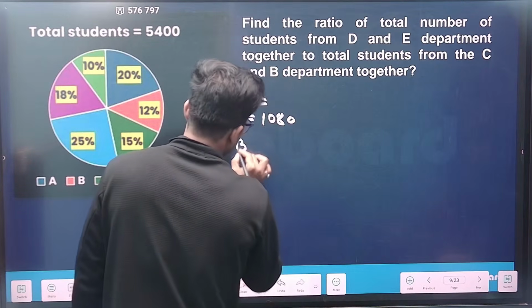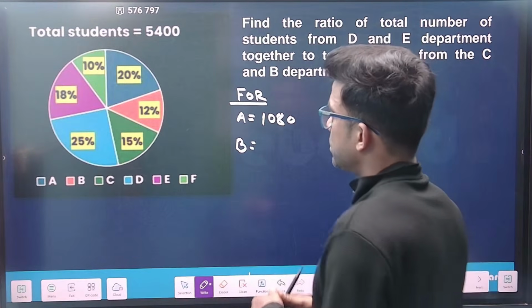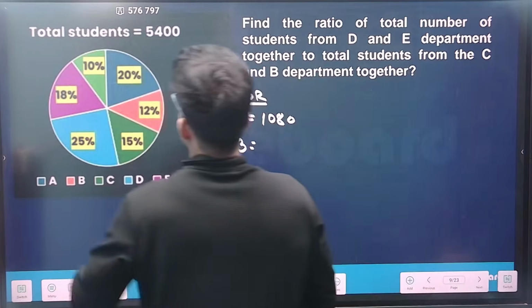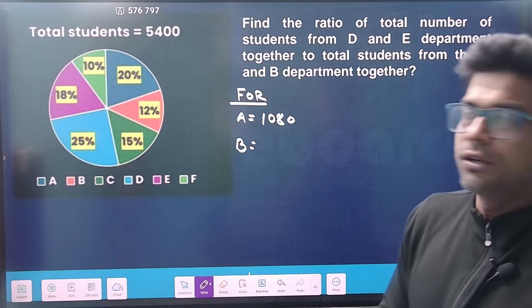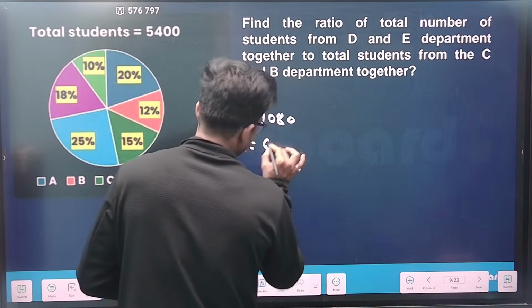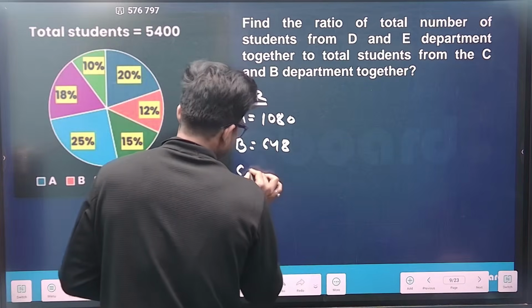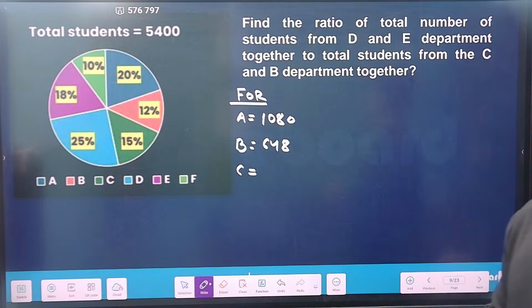Let's come to B. Now just do it verbally, everyone. B is basically how much? Orange color, 12%. Now 12%, 54 into 12 is basically what? 54 into 12 would be 648. Is it right? 648. What is C? C is basically green color, 15%. 54 into 15 is how much?